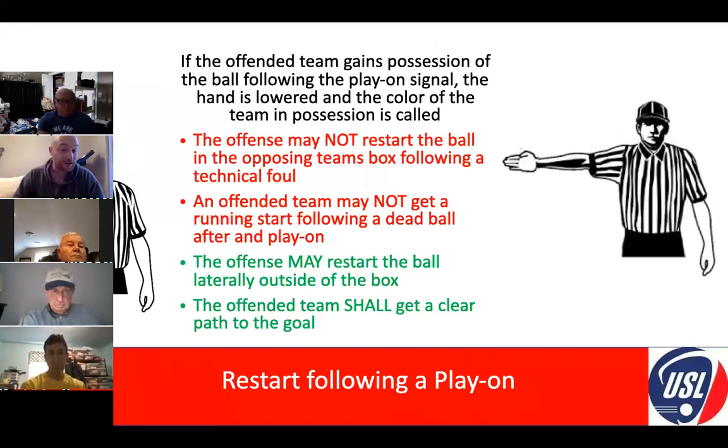Okay, now restarts on a play on. We already talked about the signals: play on, push, interference, hold, blue ball, hand back up. If the offended team gains possession of the ball following a play on signal, hand up, the hand is lowered and the color of the team in possession is called. We're not going to say play off. If we say play on, we're not going to say play off. We're going to point in the direction of attack and say the color of the team. Play on, blue. Play on, white. Play on, black. Do that every single time.